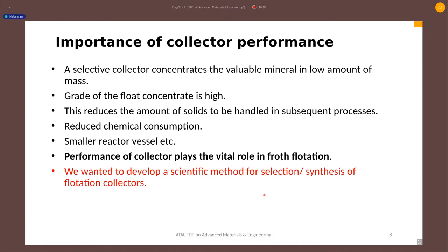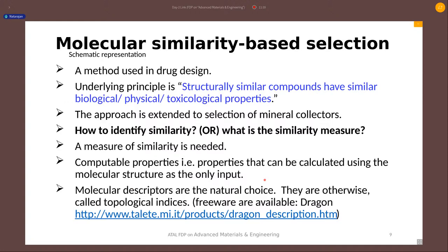ore concentrate. So that's why I said the performance of collectors plays a very important role in mineral processing. So we wanted to synthesize new collectors. To synthesize new collectors, we didn't want to use a trial and error method, because most of the collectors that are being used were found only by trial and error, in the synthesis and testing of the collectors. So we prefer to use a similarity based search. This method is called molecular similarity based selection.